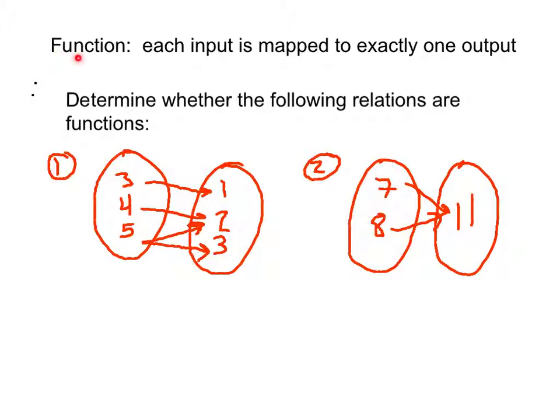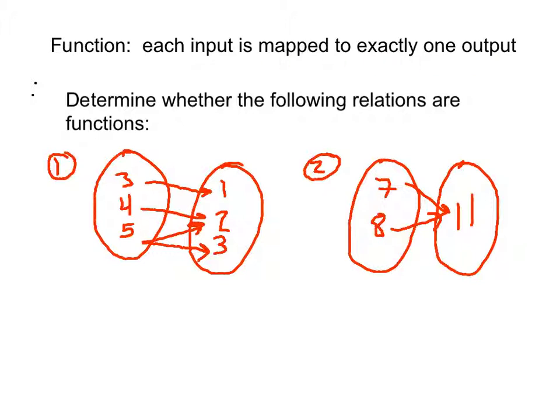A function, which is what this podcast is going to be about, is a specific type of relation. It's a type of relation where each input is mapped to exactly one output. Now, anytime I'm telling you that something is a function, then you automatically know it is a relation. Just like if I say, here's a dog, you know that dog is going to be an animal. All dogs are animals. All functions are relations.